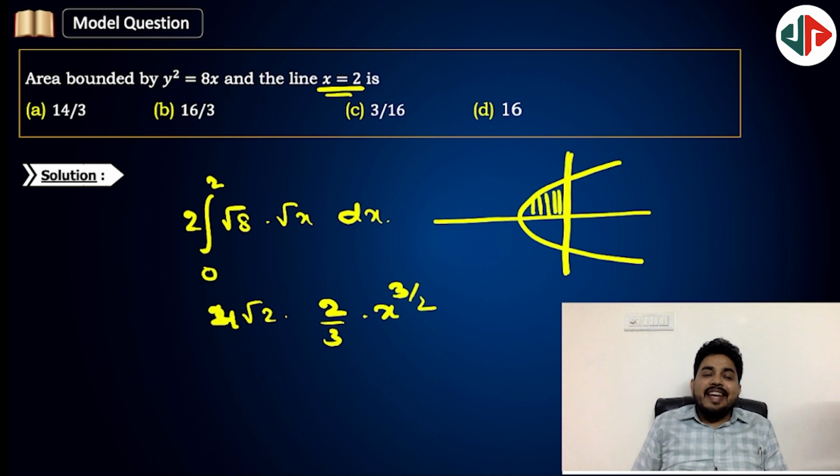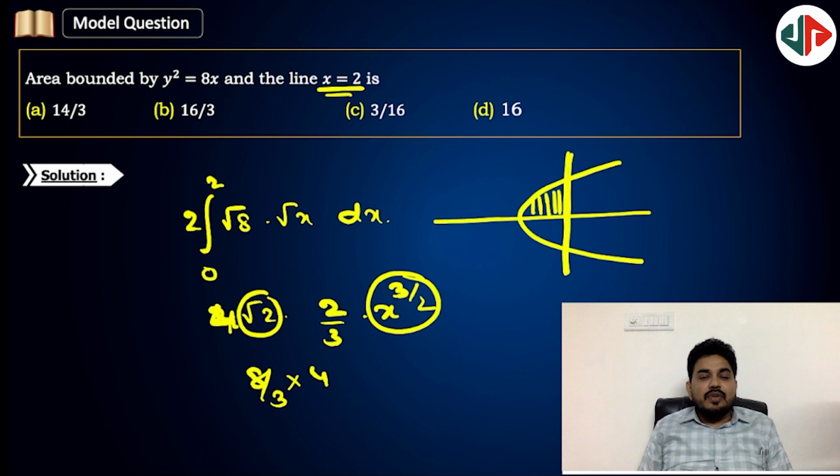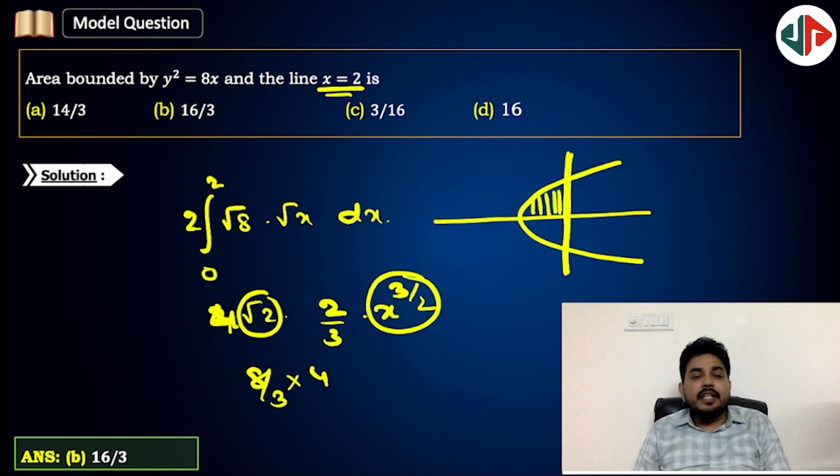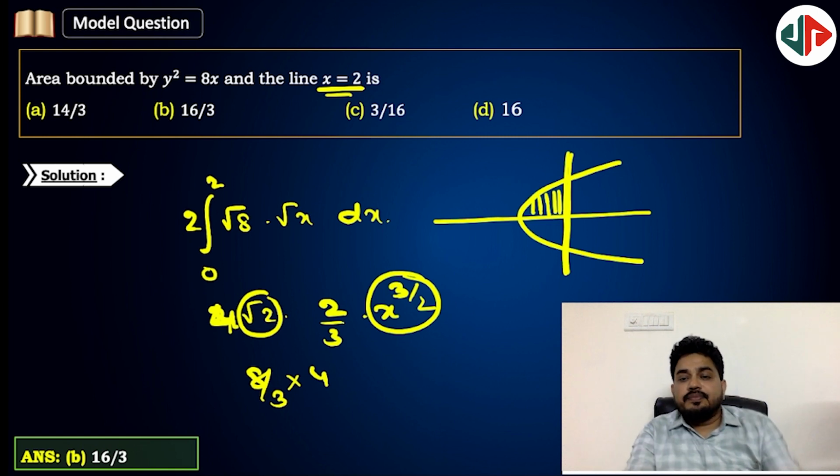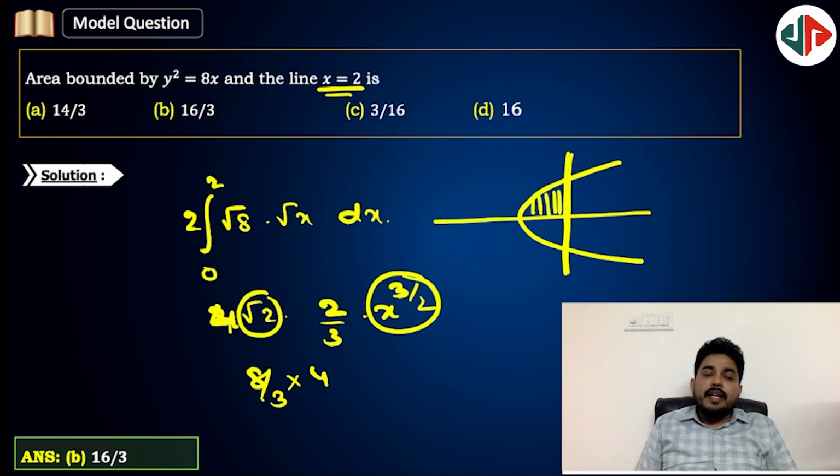So this is 8 by 3 into this value will be 4. Okay, just a minute. What will happen here? 2 root 2, 4 root 2 and this one. Area bounded by this line. So what is the root 2 into here, 2 root 2 will be there. So answer will be equal to 32 by 3 should be the answer. So answer should be 32 by 3. It should not be 16 by 3. Okay, this is wrong.